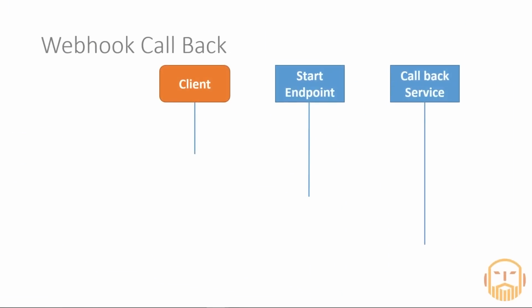Second approach is to use webhooks or callbacks, whatever you want to call them, reverse APIs. Webhooks are also called that as well. And this is the way I would see a webhook type solution working. The client will post to the start endpoint exactly as before. It will give that endpoint its 10,000 products.